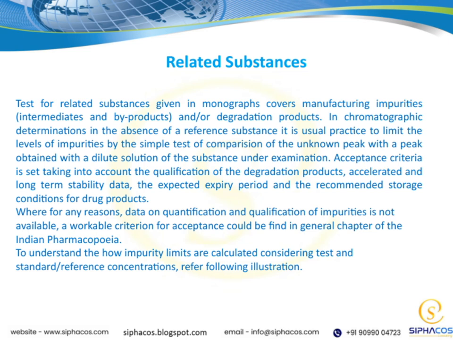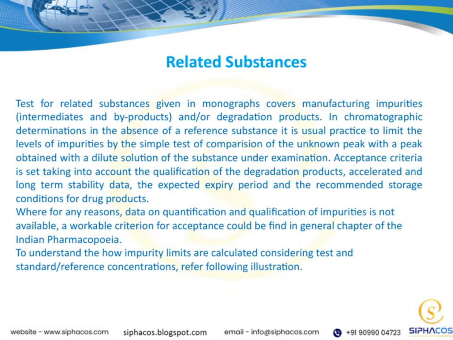Acceptance criteria are carefully established, taking into account several factors. These include the qualification of degradation products, data from accelerated and long-term stability studies, the expected expiry period, and the recommended storage conditions for the drug product. All these parameters ensure that the impurity levels remain within safe and acceptable limits. In cases where we don't have specific data on the quantification and qualification of impurities, there's a fallback. We can refer to the general chapter of the Indian Pharmacopoeia to set workable acceptance criteria. This provides a practical solution when direct data isn't available.